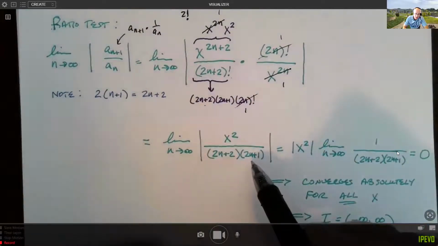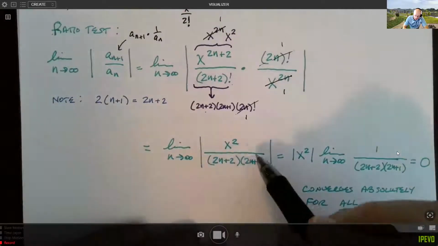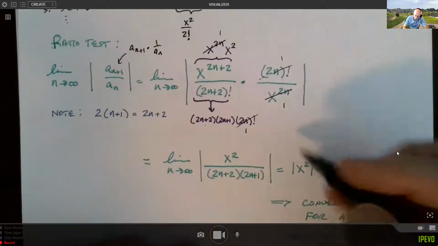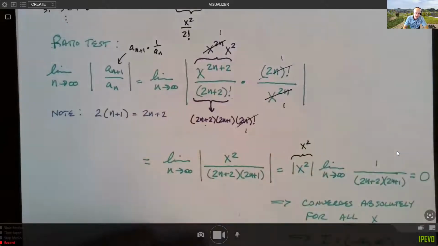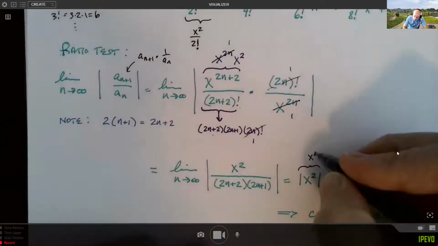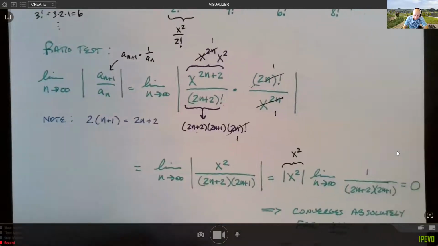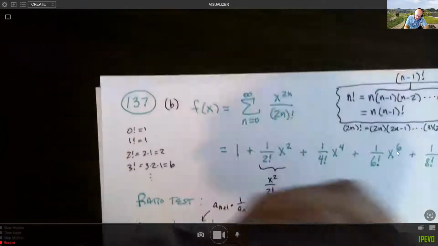Okay. Now this x squared doesn't change as n goes to infinity, so I can pull it outside. Of course, it's the absolute value of x squared, which is the same thing as x squared because x squared is always positive.